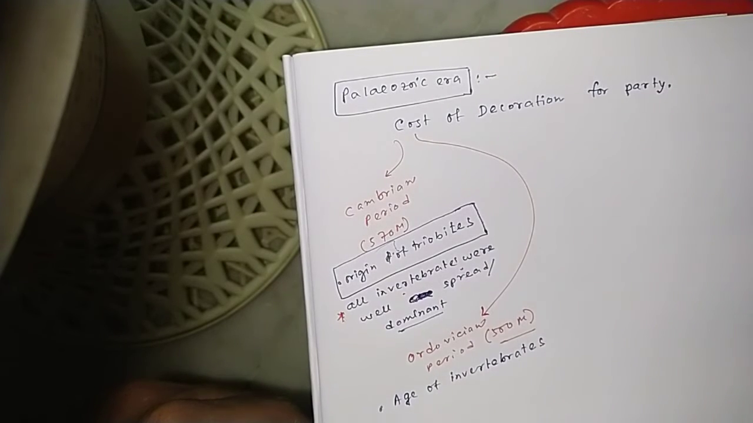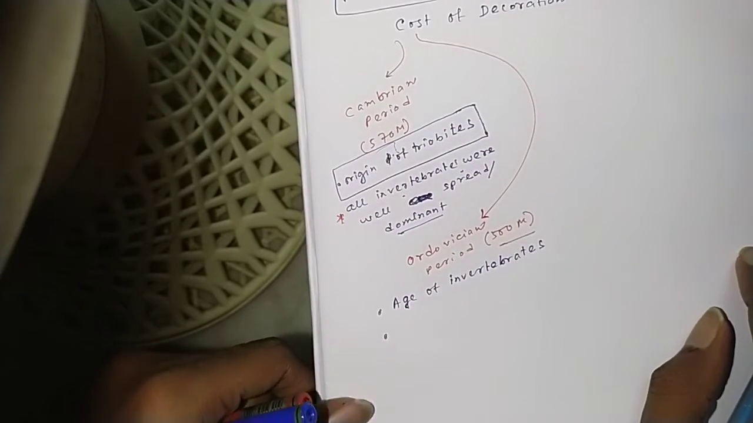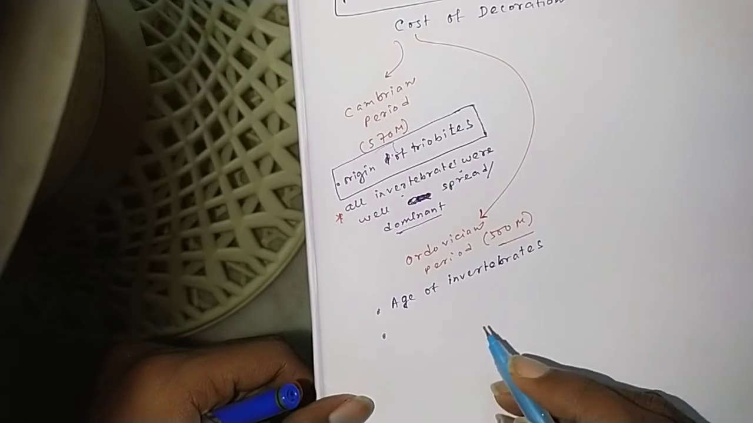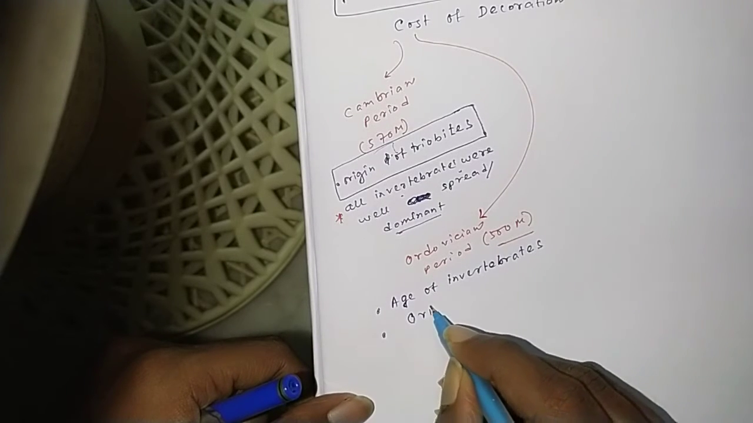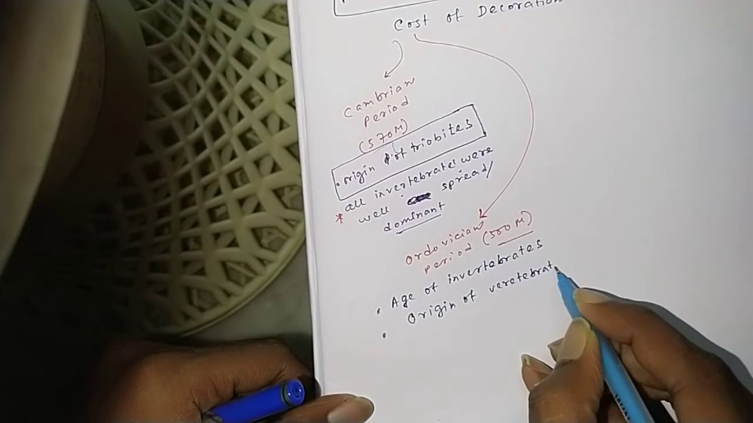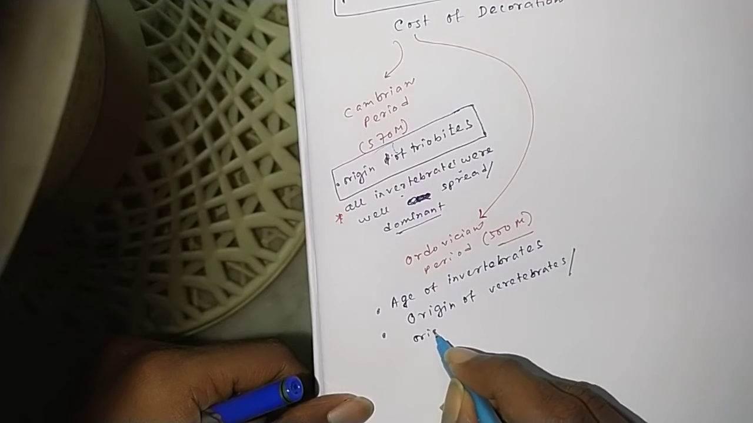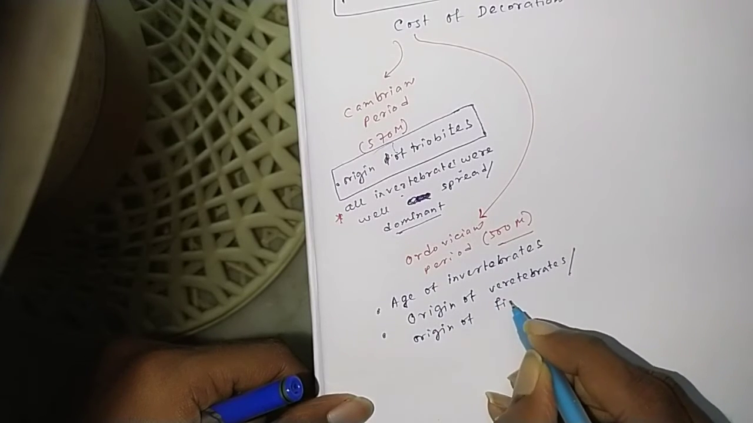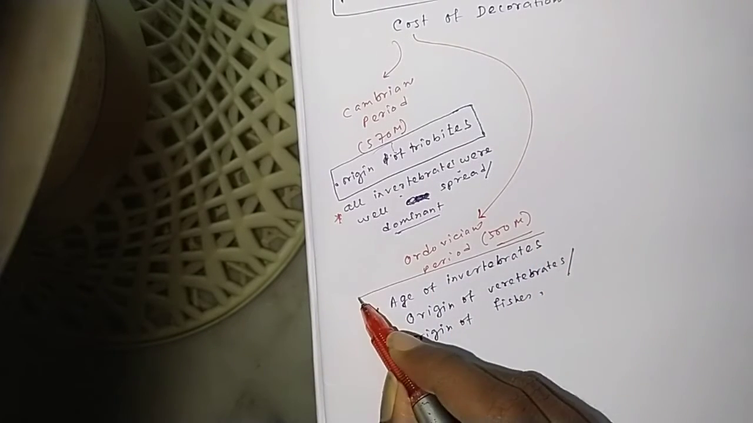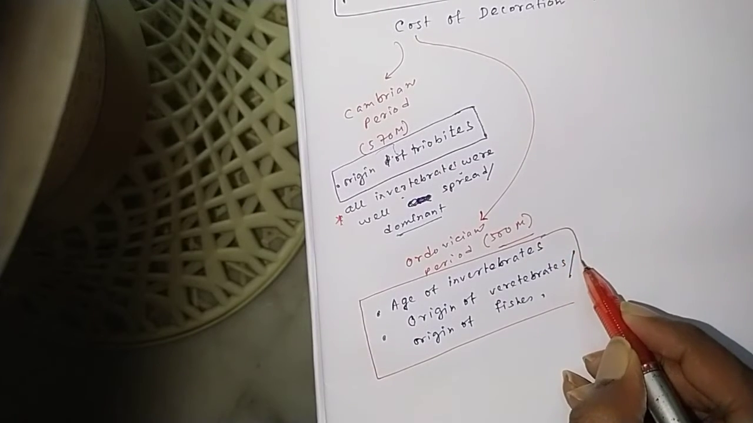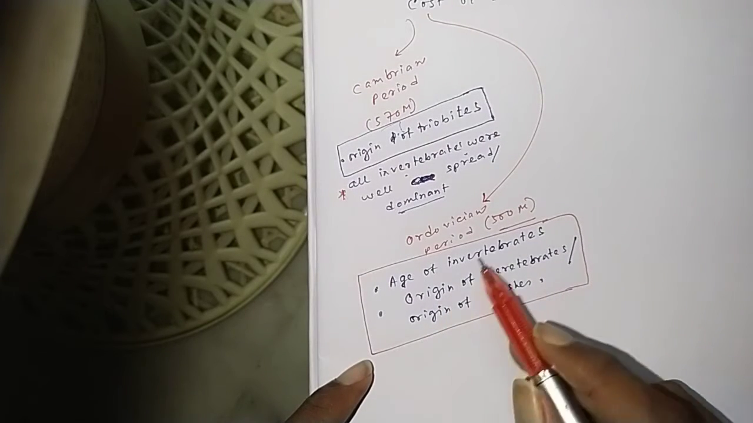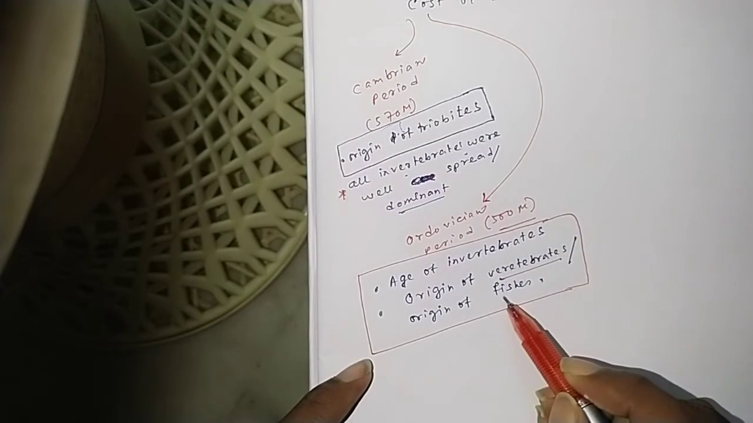Okay, the most important event that took place in Ordovician period is the origin of vertebrates. Okay, so the origin of vertebrates and the origin of fishes. So you have to remember this, you have to be careful. This is the age of invertebrates because invertebrates are dominant. They are in large quantities, large numbers, but it is the time when vertebrates originated, fishes originated.